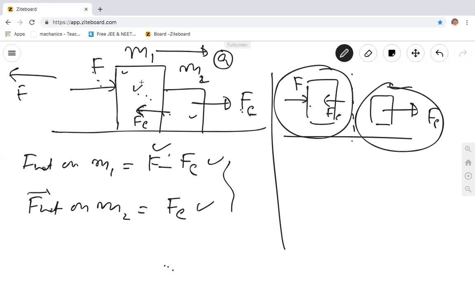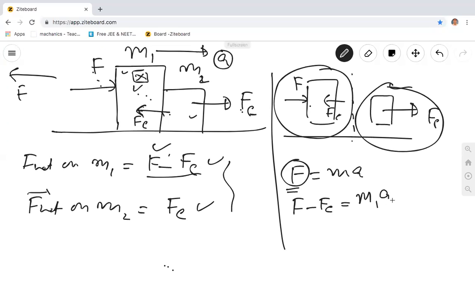Can you write the equation for this mass? Yes, F equals ma. For M1, what do you write? First, tell me what are the forces acting. This is the net force. What are the forces acting on this? F and FC. F minus FC is equal to M1 A, because its acceleration is A.